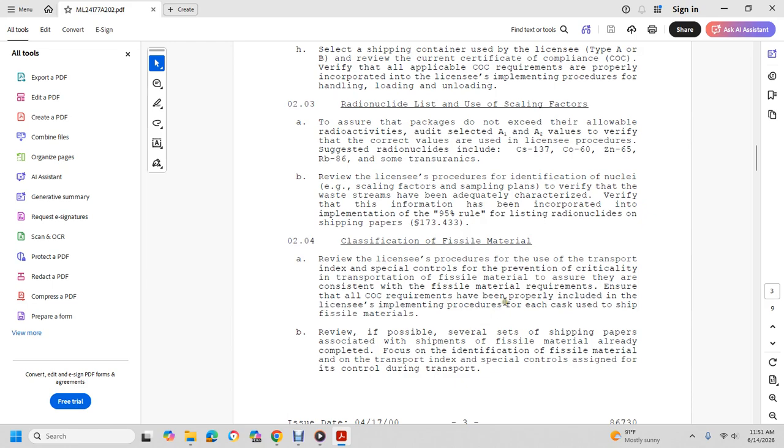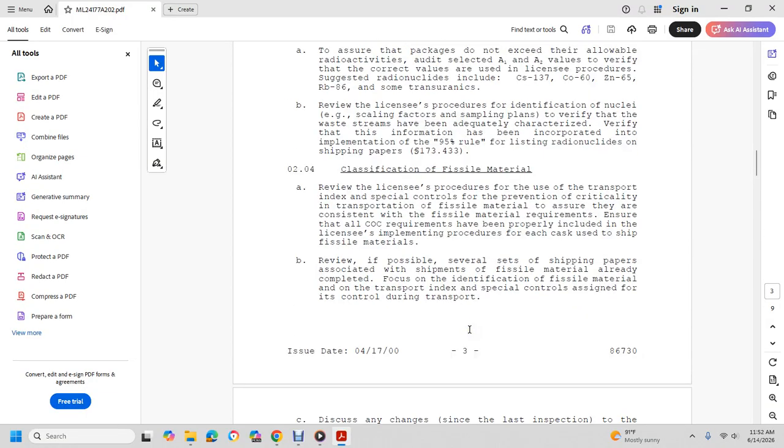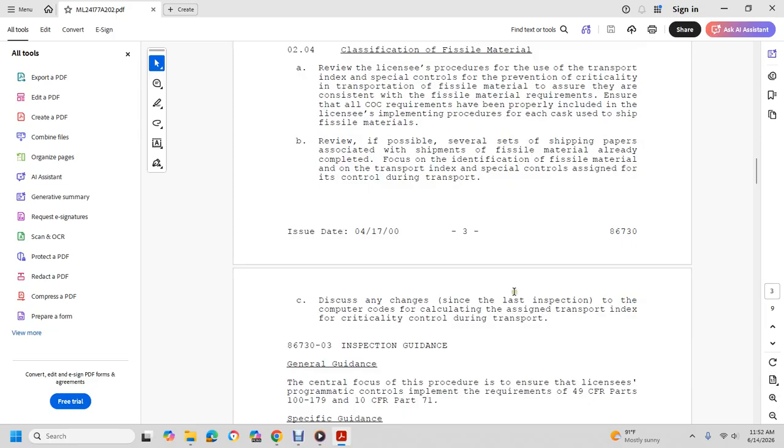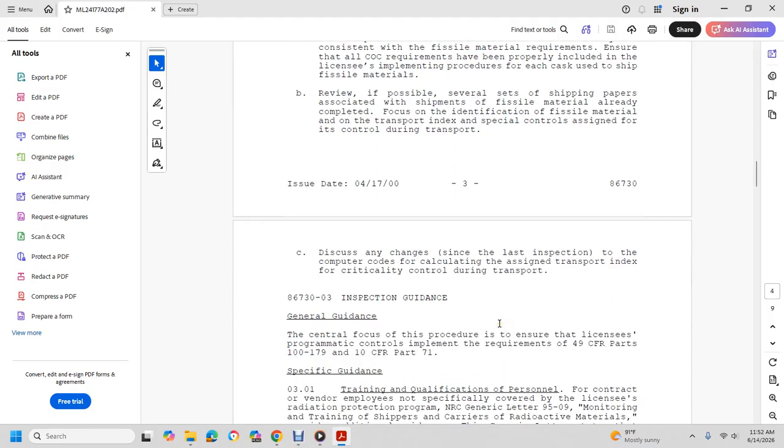The end of the license implementation procedure, with each of the casks using the shipped fissile material, with a review of the possible several tests of shipping papers associated with the shipment of fissile material already completed, focused on the identification of fissile material at the end of the transport index, special controls assigned for its current during transportation. Discuss any changes since the last inspection. Second, with the computer code for the calculator with the assigned transport index, critical code during transportation.